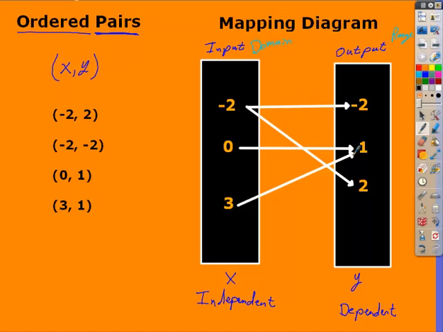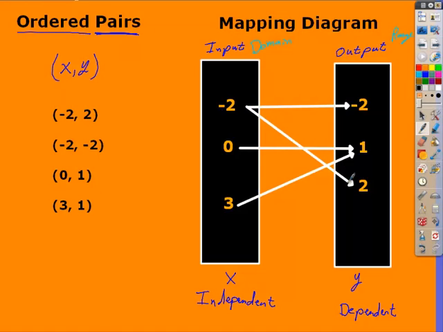Now, in order for something to be a function, it has to be 1-to-1. And what that means is for every input, we get exactly one output. Now, if you look, do we have any inputs that have multiple outputs? Yeah, -2 right here, correct? -2 maps to -2, and -2 maps to 2.